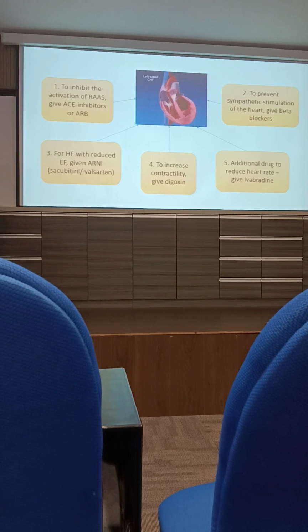Okay, to prevent sympathetic stimulation of the heart, you can give beta blockers, provided that the patient is not in acute heart failure, the patient is stable, and you make sure the patient is not bradycardic and hypotensive. Then you can give a beta blocker. Okay, for heart failure with reduced ejection fraction, you can give ARNI. Okay, angiotensin receptor neprilysin inhibitor. So it is a combination of the drugs sacubitril and valsartan.